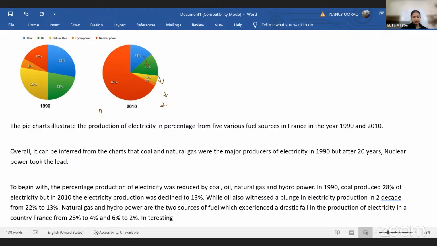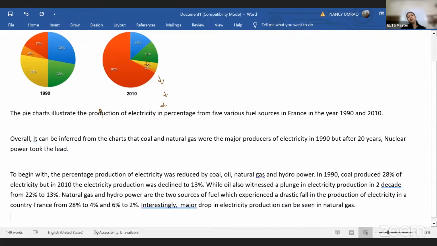Interestingly, you could write one more sentence to show that yes, you have added one important point. Interestingly, a major drop in electricity production can be seen in natural gas. Full stop.